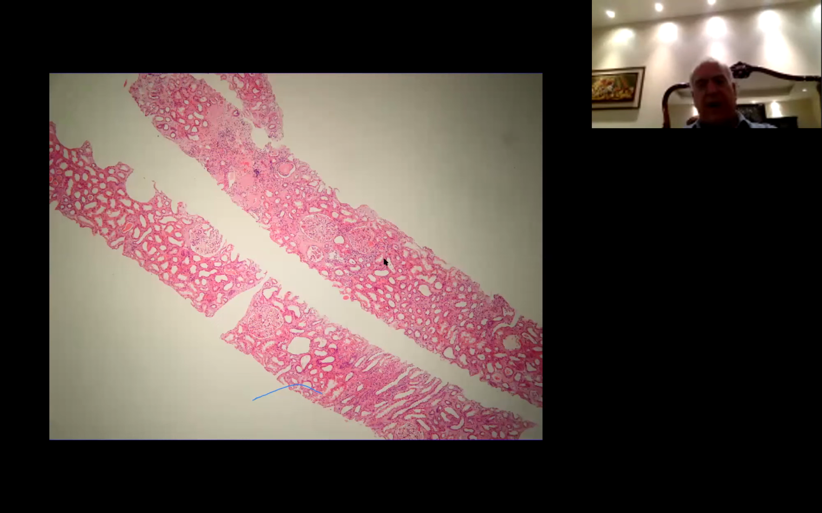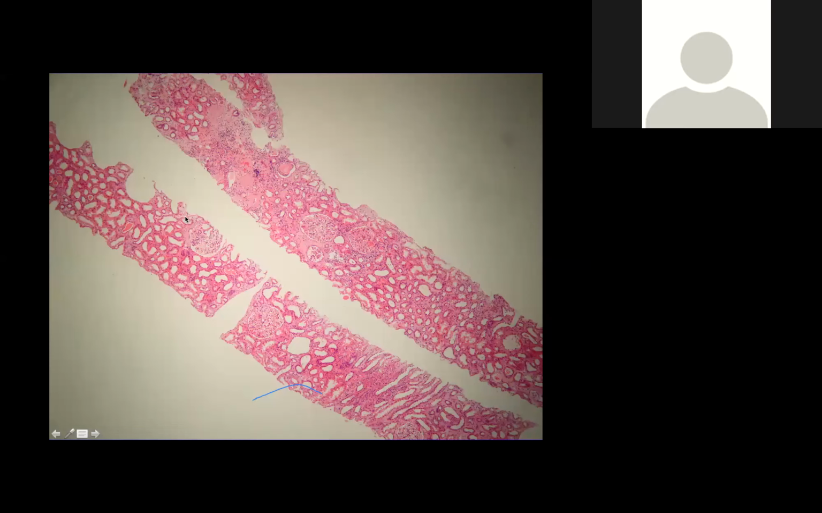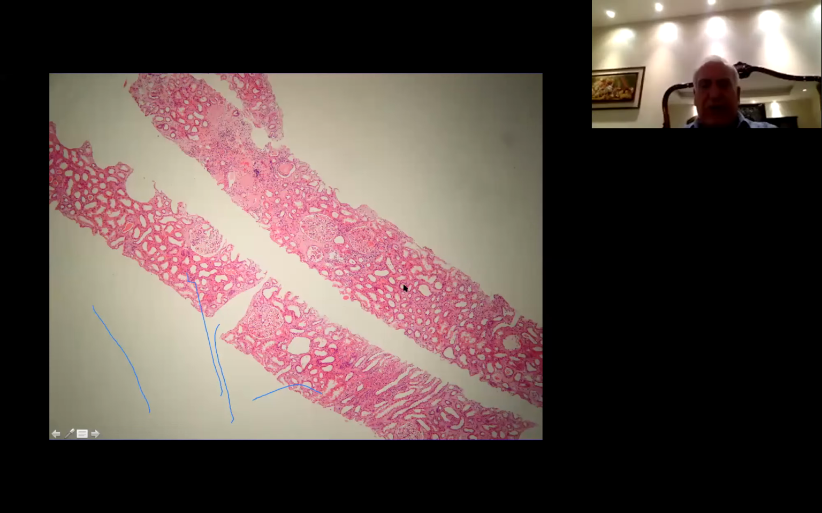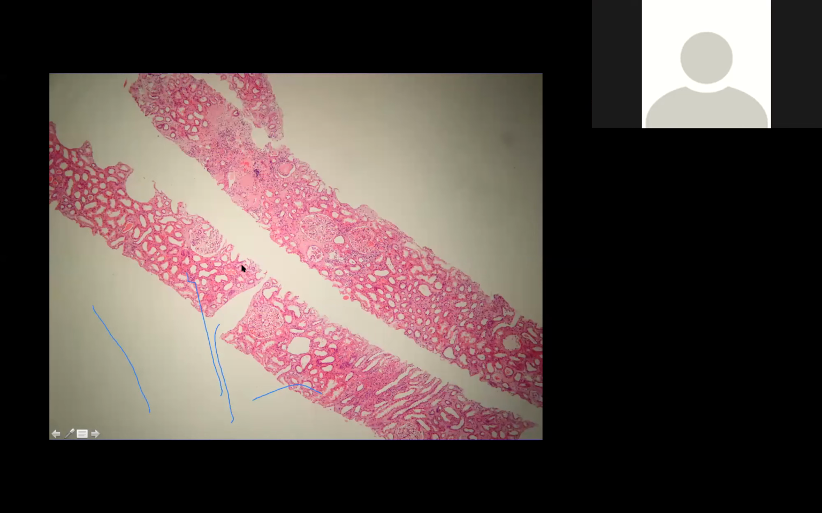Looks from far, low power, not bad at all. No, it looks a good kidney. Tubules are fine. There's maybe a patch of interstitial disease here, infiltrated. The number of glomeruli looks good.